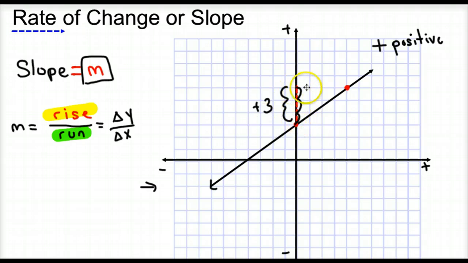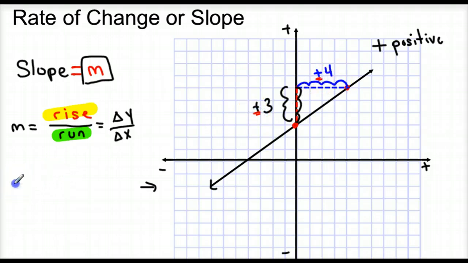Then I ask myself, how many units do I have to move to get to the next dot? We're going to move to the right. How many units am I moving to the right? We can see we're going 1, 2, 3, 4 units in the positive direction. Let's look at that one more time. From left to right, the first point is here. We move 3 up, and then from here to the next point we move 4 to the right. Moving up is positive, moving to the right is positive.